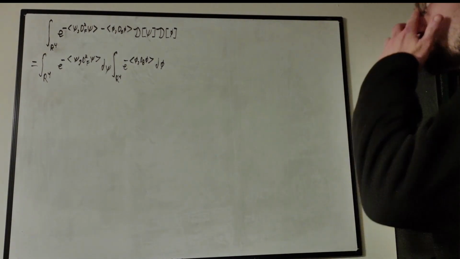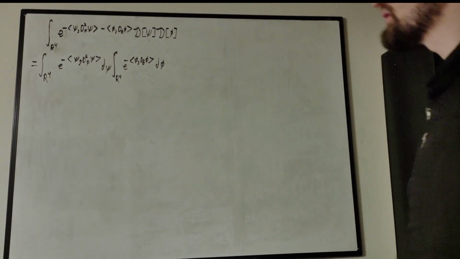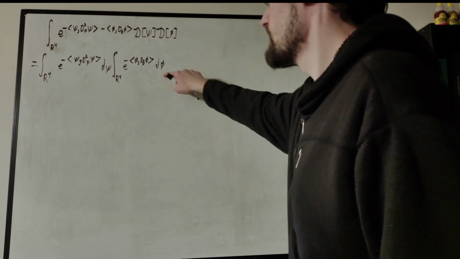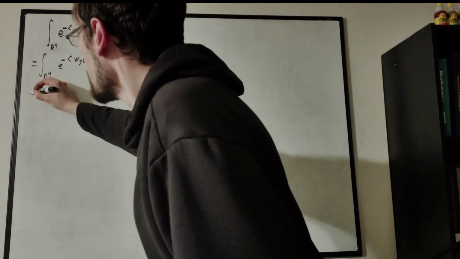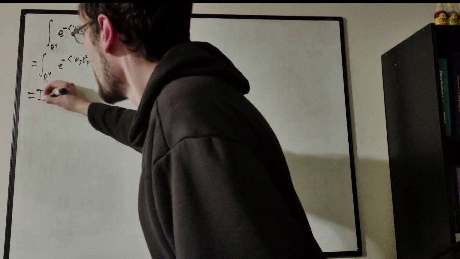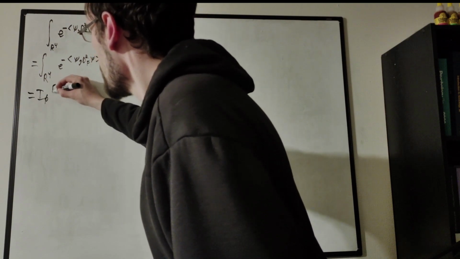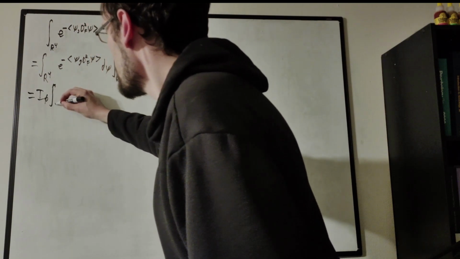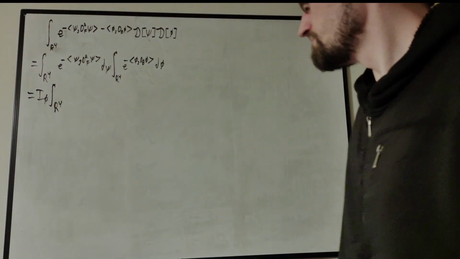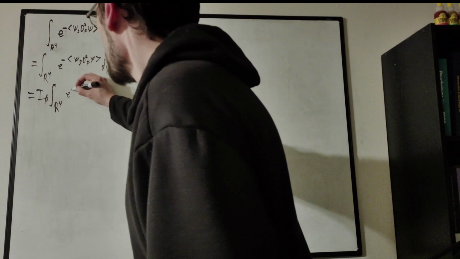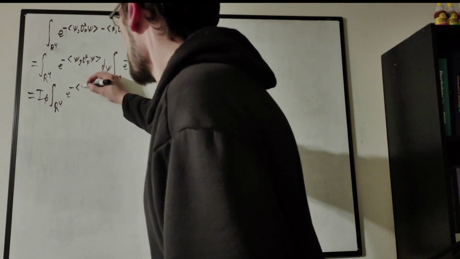Okay, so now where do we go from here? Let's go ahead and just call this integral here, the bosonic part, I sub phi. So we'll write that out and know that this multiplies into this integral over R4 of our fermionic phase factor.